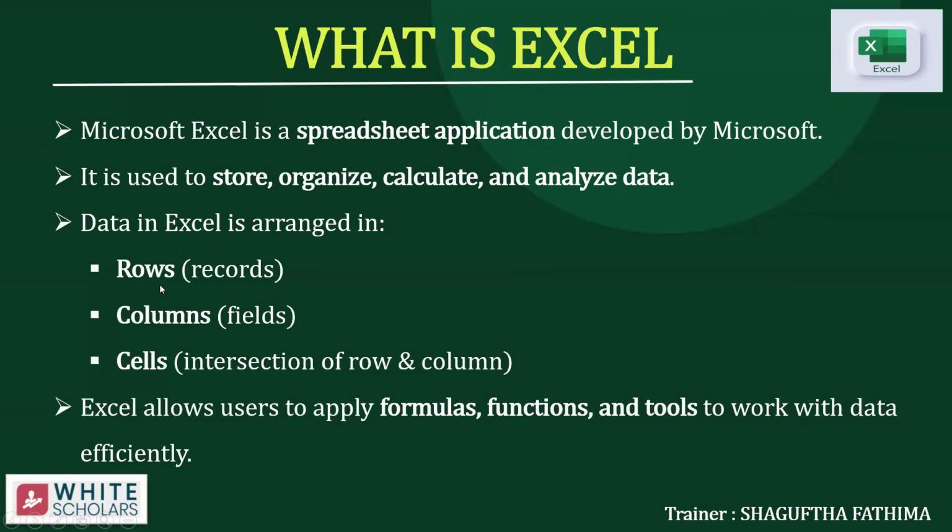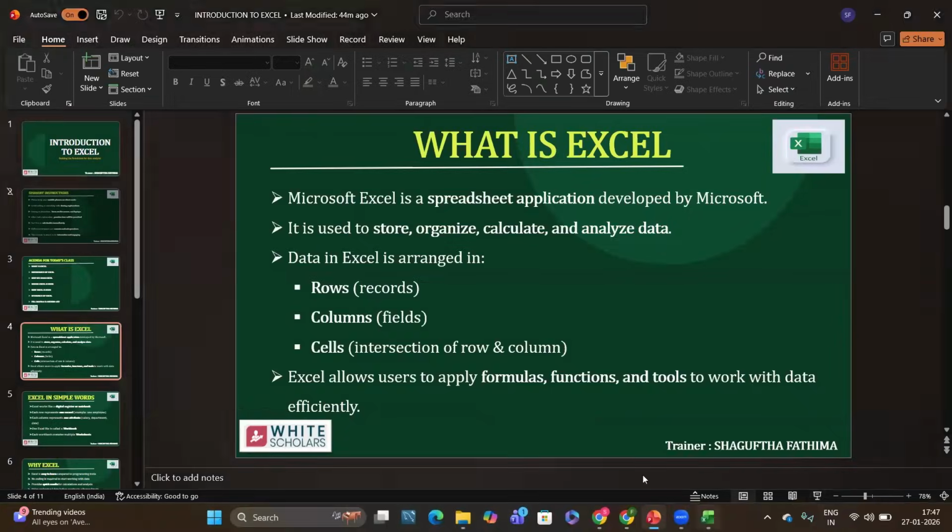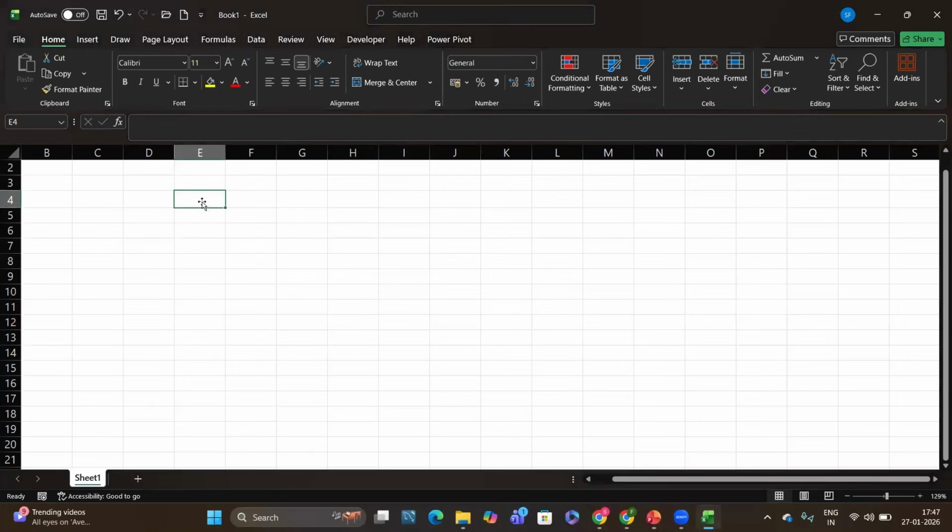Now, as we have seen, what are rows? Numbers that are called records. Columns are fields, and a cell is nothing but the intersection of a row and a column. If you see, I clicked on some cell. This is called a cell. It is the intersection of column E and also the intersection of the fourth row. That means the intersection of a column and a row is called a cell.